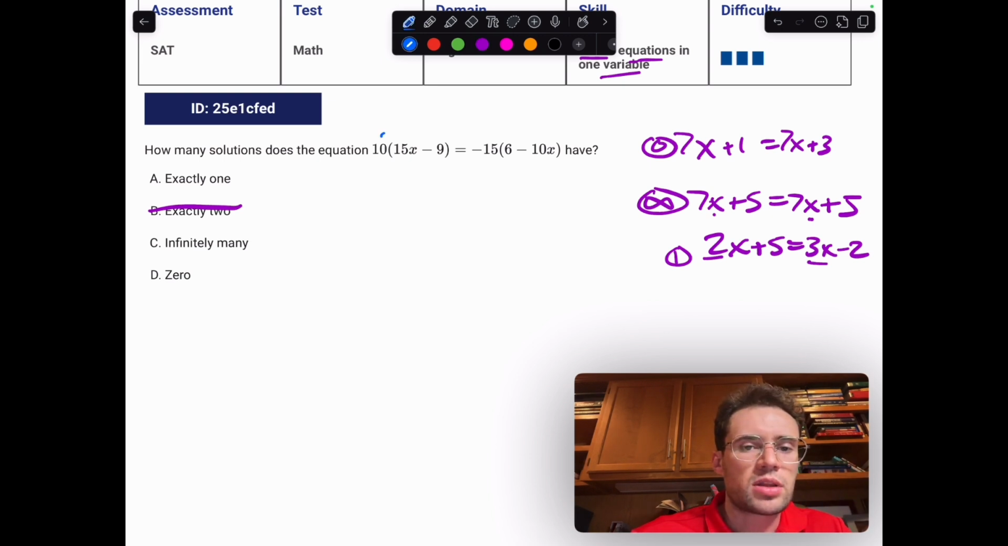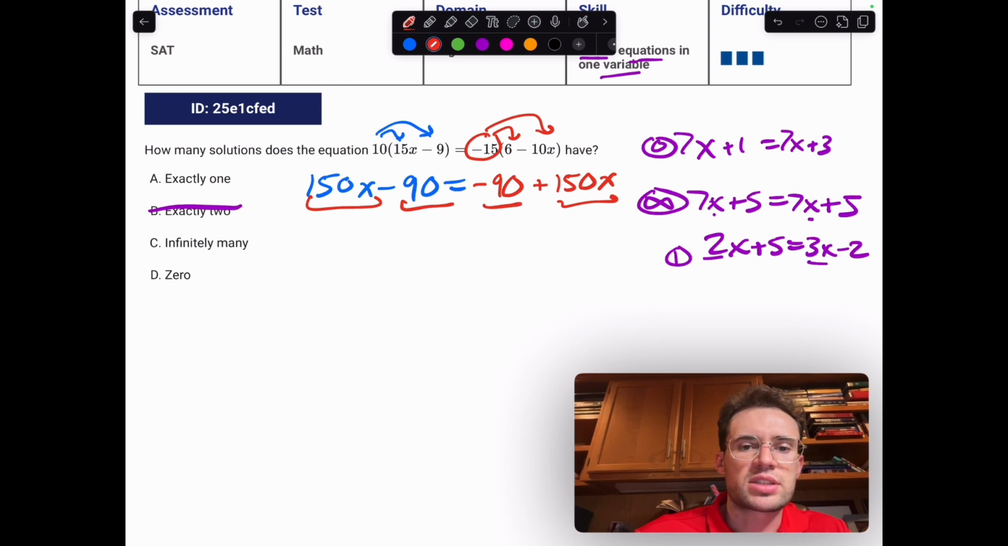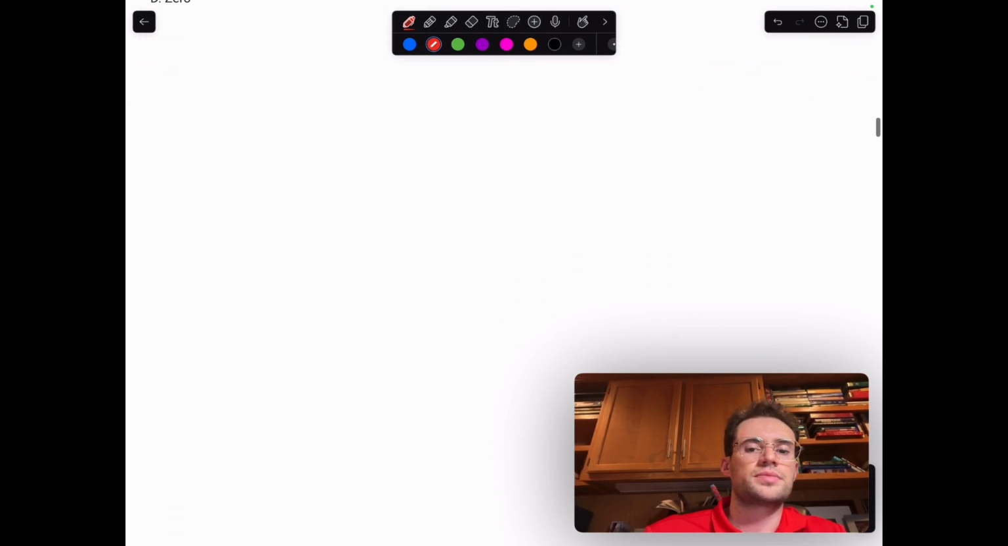We just distribute this and figure out which of those is the case. 10 times 15x would give you 150x. 10 times negative 9 would give you negative 90. Equals, let's see, negative 15 times 6 would give us negative 90 as well. And then negative 15 times negative 10x would be what? Plus 150x. So you've got 150x on both sides and negative 90 on both sides. So that's going to be infinitely many solutions. Those two things are identical.